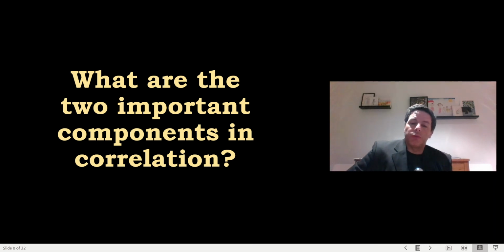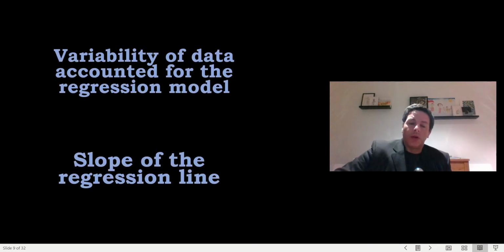What are the two important components in correlation? Well, one is the variability of the data accounted for by the regression model, and the other one is the slope of the regression line. And as you can see here, the question was about correlation, but I am answering with regression. This is because correlation and regression are intimately related. They focus on different things, but the essence of the two is very, very similar.